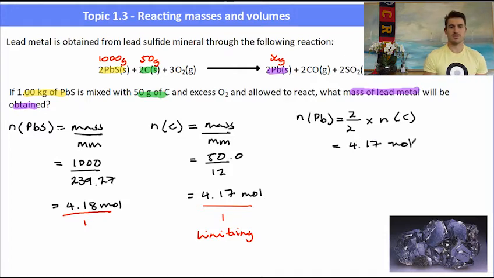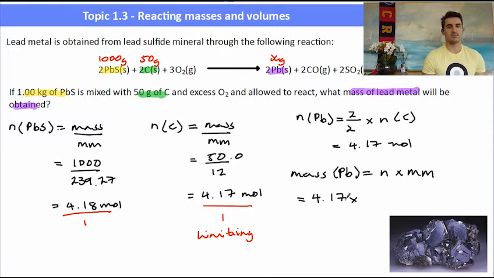So then to work out the number of moles of lead, it's 2 over 2 times the number of moles of carbon, which is 4.17. And then to work out the mass of lead, it's the number of moles of our limiting reagent times the molar mass of lead, which is 207.2, which gives us 863 grams.